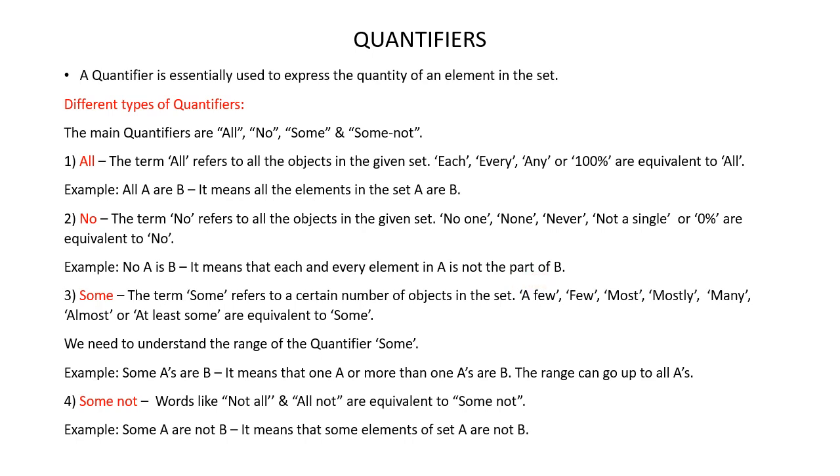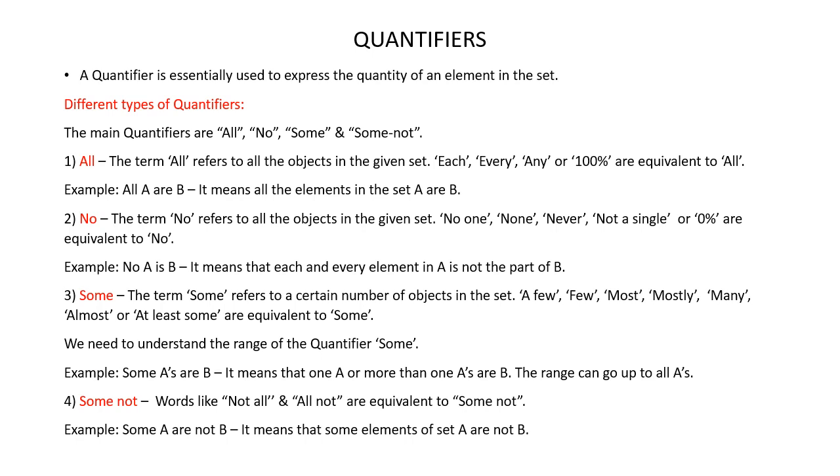Let's move on to the quantifier "some". The term "some" refers to a certain number of objects in the set. A few, most, mostly, many, almost, or at least some are equivalent to "some". This means that all these words mean "some".